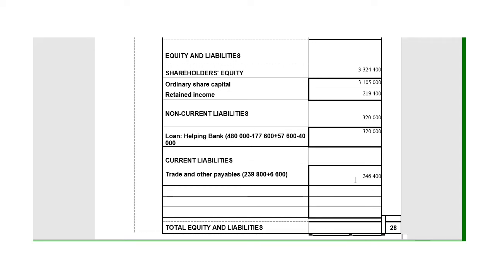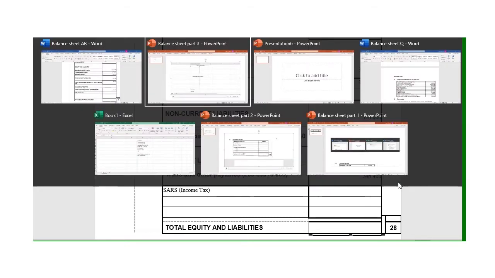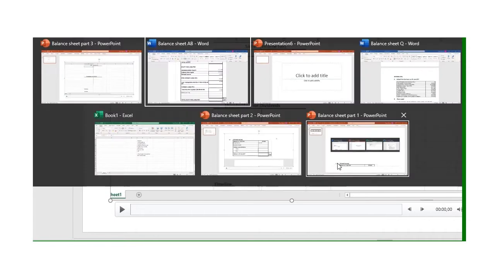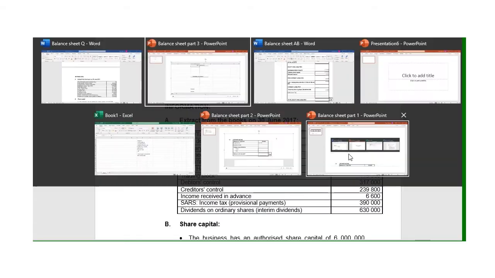Right, so we've done the trade and other payables, but I kept the shareholders for dividends and the SARS income tax out because I'm going to show them separate. So let's put them in now. Let's start with the SARS income tax, because I've already calculated that figure when I did the receivables note to check if it wasn't perhaps a receivable. So I can go and look at what the amount was that I got there.